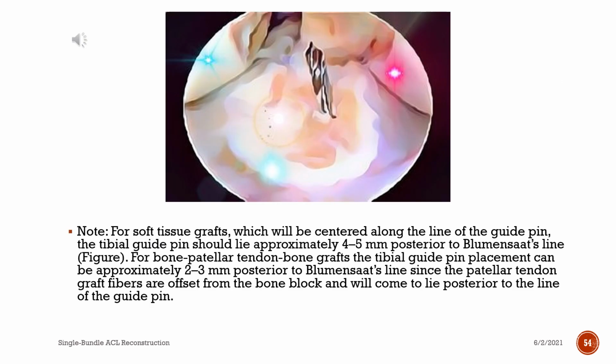Note: for soft tissue grafts, which will be centered along the line of the guide pin, the tibial guide pin should lie approximately 4 to 5 mm posterior to Blumensaat's line. For bone-patellar tendon-bone grafts, the tibial guide pin placement can be approximately 2 to 3 mm posterior to Blumensaat's line, since the patellar tendon graft fibers are offset from the bone block and will come to lie posterior to the line of the guide pin.